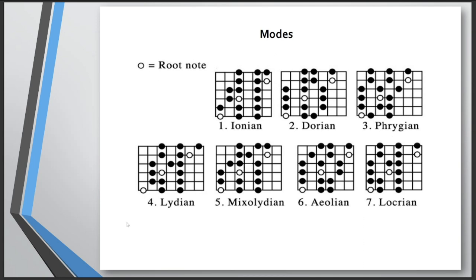So, we've got seven modes here. We've got the Ionian, the Dorian, the Phrygian, the Lydian, Mixolydian, Aeolian, and Locrian. Now, each of these modes corresponds to a note in a major scale. That's the way I like to think about it, because that's the way that's easiest for me.